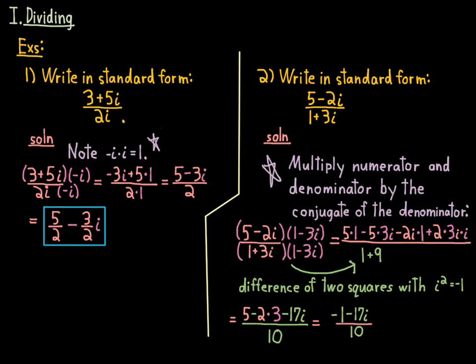And then you just divide each one by 10. And since it's divided by 10, you can write them in decimal form, right? So negative 0.1 minus 1.7i. And that's the answer. So that's it for that chapter. Ta-da!